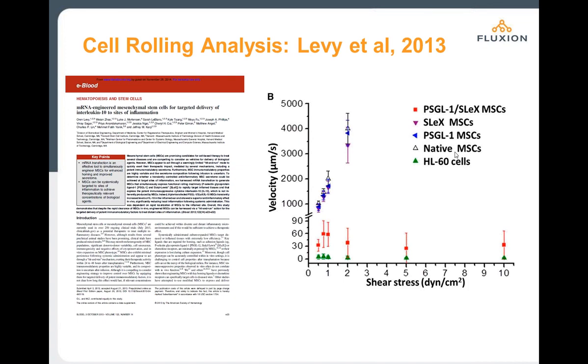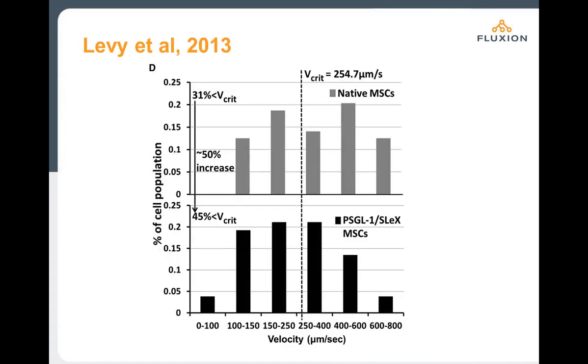And so they transfected and overexpressed different proteins, including SLeX and PSGL1. And you see that didn't have much of an effect compared to the native MSCs. But when they double overexpressed both of these transcripts, they showed that the cells behaved more like HL60s and would be better for stem cell transplantation.